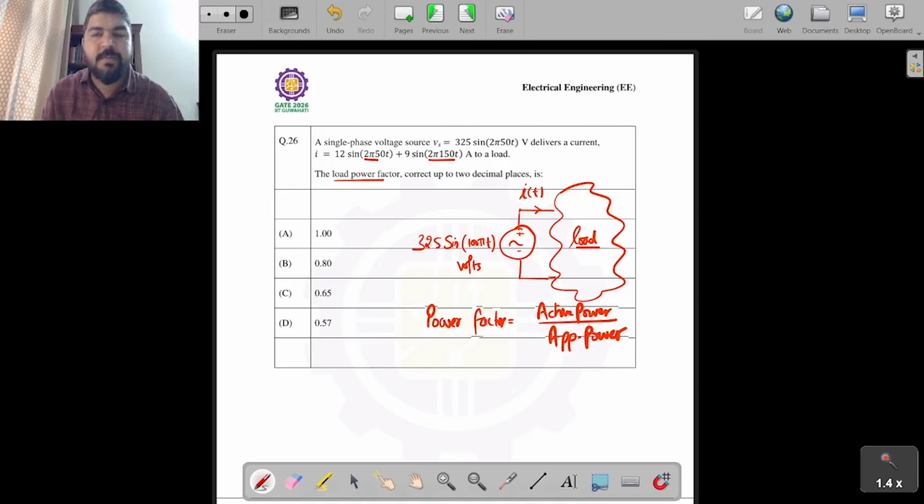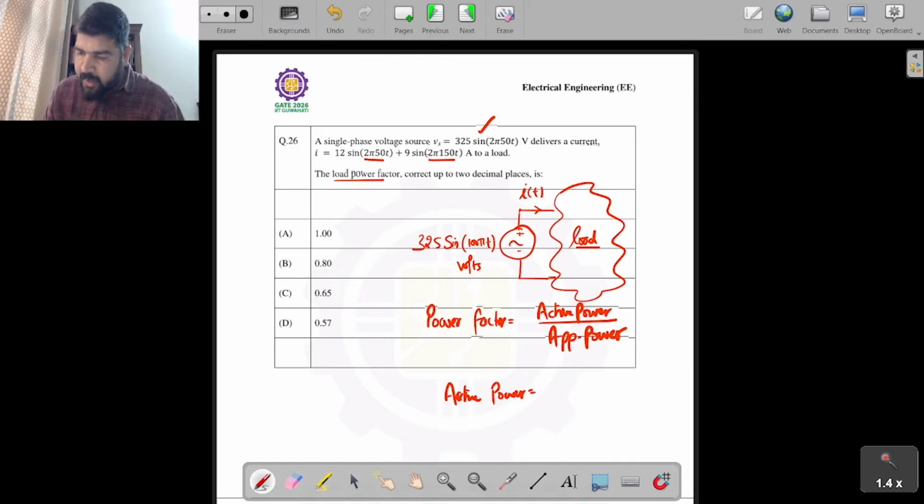Active power means average power. Now how to calculate average power? Let's first calculate the active power. With the help of the Parseval relation, we can calculate the active power. This is the expression for voltage and this is the expression for current.